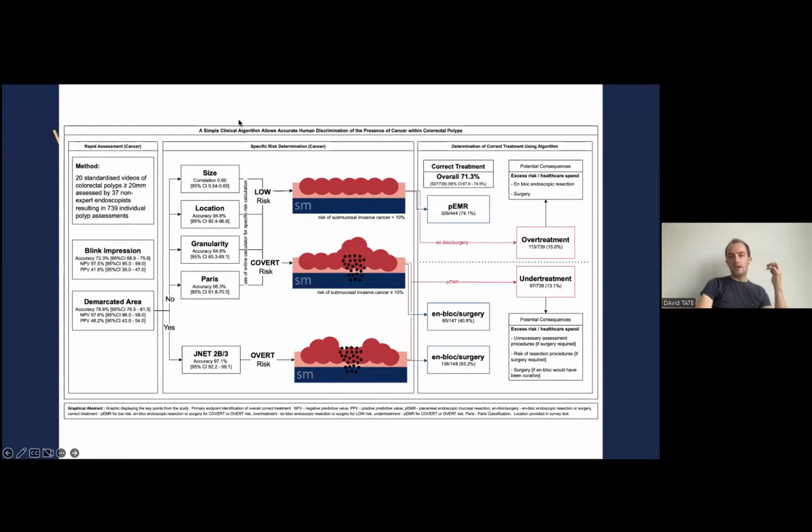And so there are 4 factors which determine the risk of there being cancer buried under the surface of a polyp. Those are the size of the polyp, the location of the polyp, the granularity of the polyp, we'll come to that, and the Paris classification of the polyp.